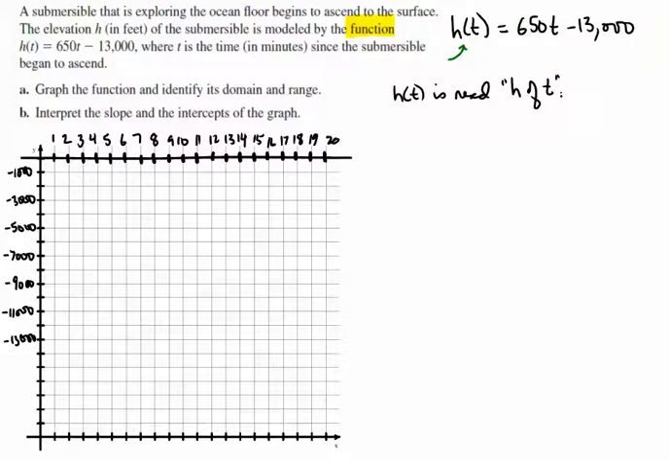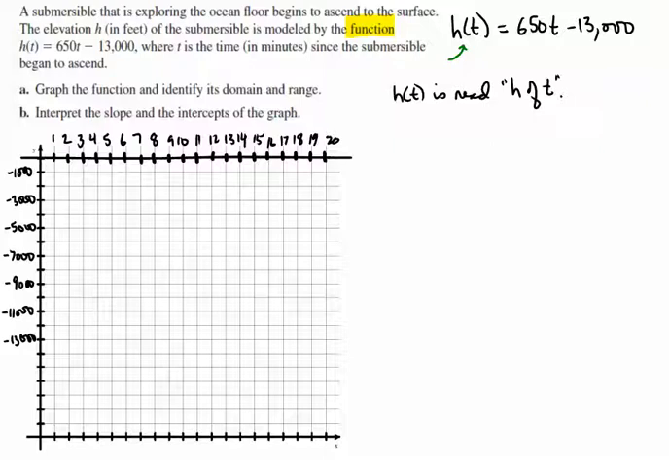This is unlike an equation where the two sides are equal to each other. What we have here is a function definition. And the name of this function is h for height. And what we mean by function is that the height of this submersible at any time, or actually the depth below the surface of the water, is a function of the time since the submersible began to ascend.